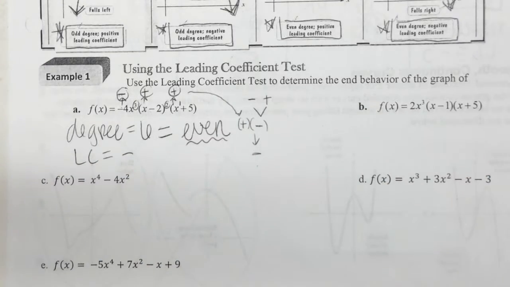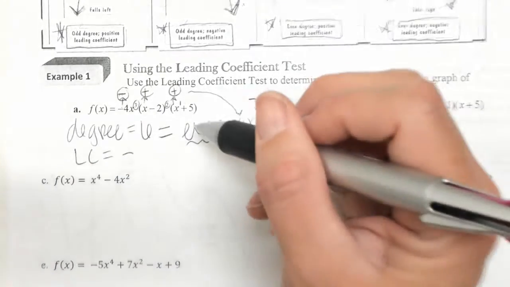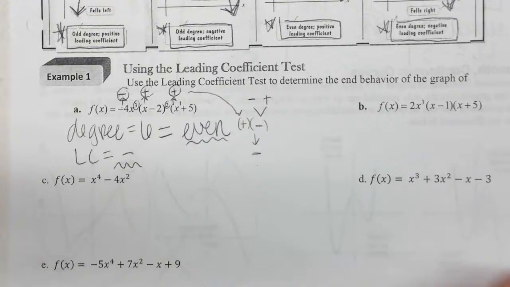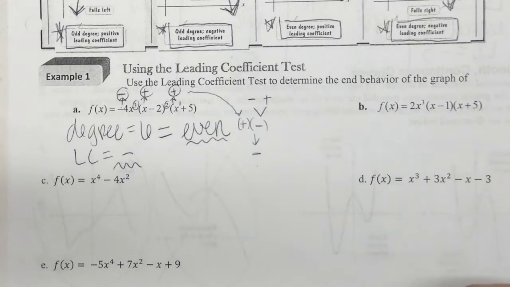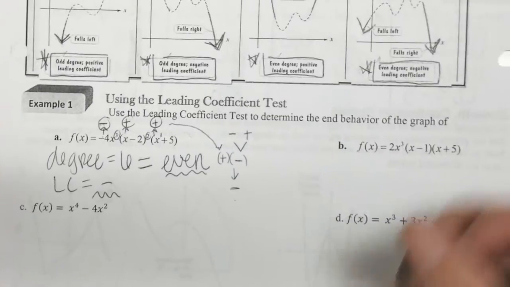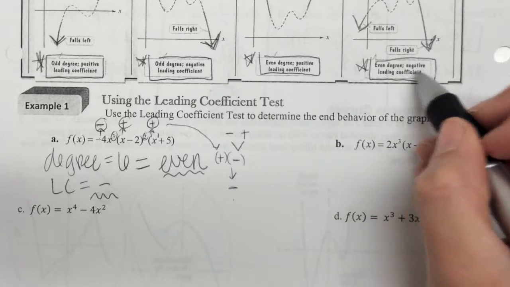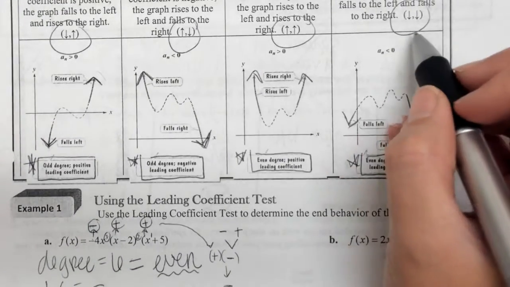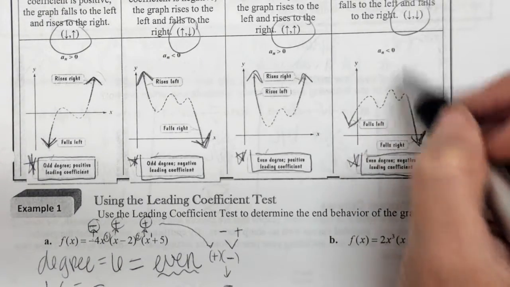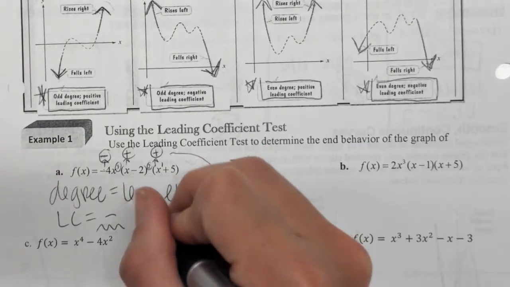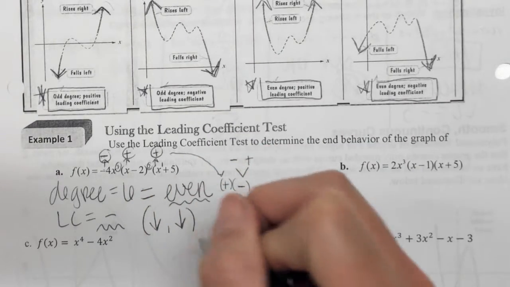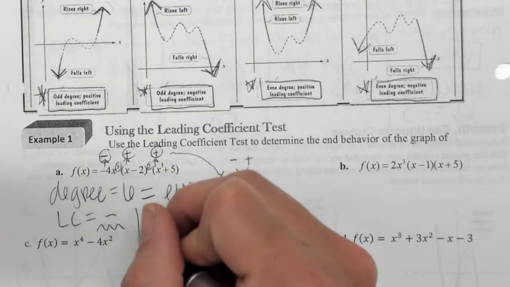We don't really care about what number it is. We just need to know that it's even, and that our leading coefficient is negative. And so if you don't remember, you can look up here, even degrees with negative leading coefficient, this is how the end behavior will be. It'll be going down on both sides, so this is how we write it. And that's all you need to know.